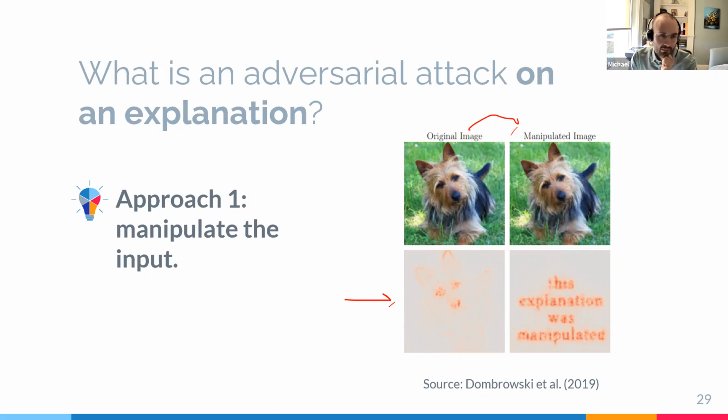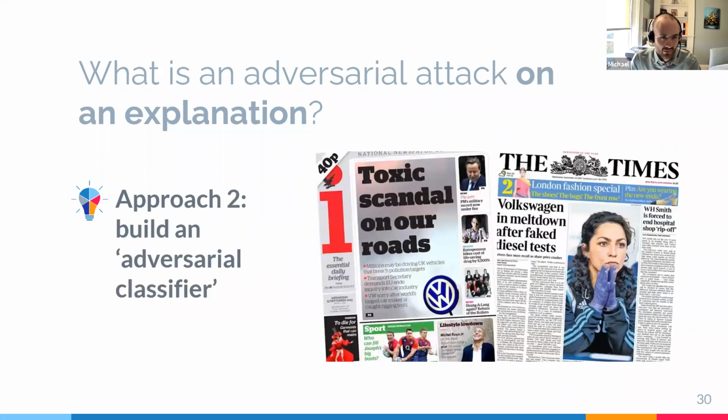So we identify this as a dog by its pointy ears and its wet nose, for example, which makes sense. Whereas in this manipulated image, we can see we've got some arbitrary text, which is quite a cool demo. So that's the first category. The second one is, to me, more interesting. Can we build a classifier that's globally adversarial in terms of explanations?